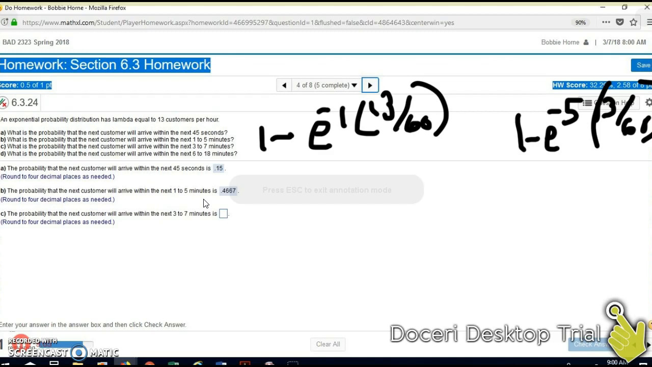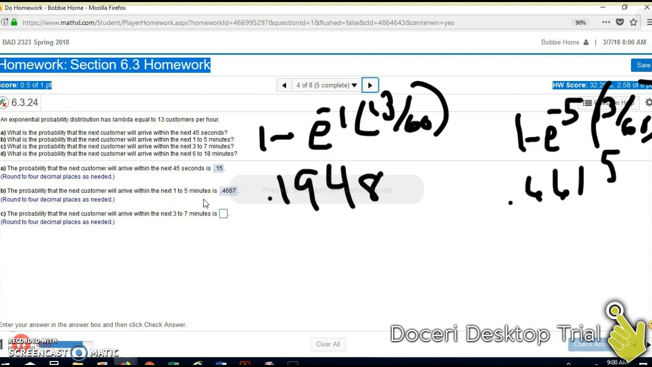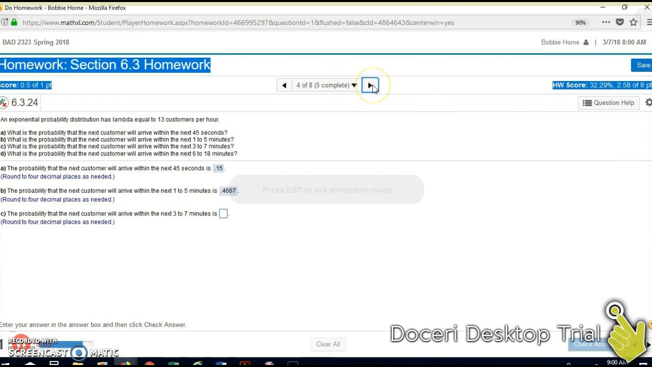So let me make sure that I'm looking at my right calculations here. So I ended up getting 0.1948 here, and then I end up getting 0.6615 here, and when I subtract those, I get 0.4657. What's going to get you here probably is rounding too soon. It's going to throw your numbers off. But luckily, there's only a few where you're going to have to work them by hand.